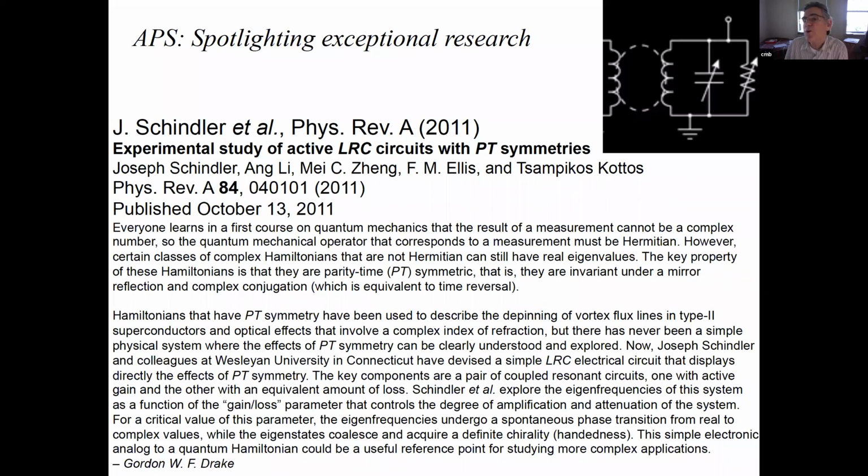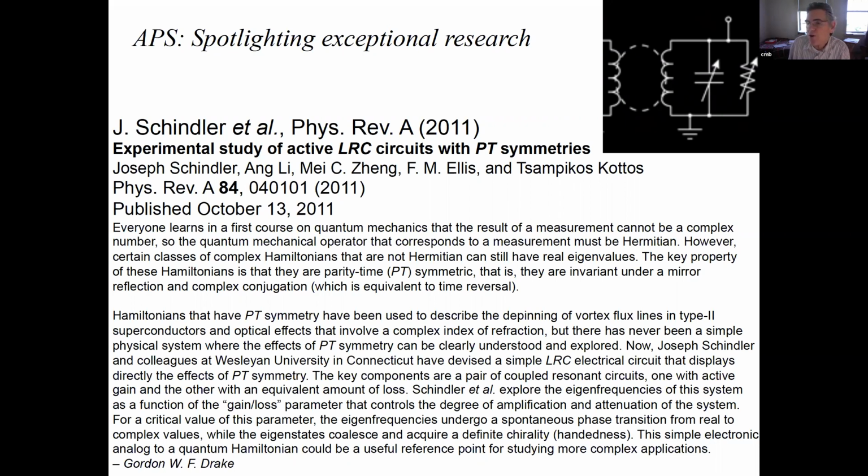What they took was an electrical oscillator, just an LRC circuit here, coupled inductively to another LRC circuit over here. And so you have two oscillators, and now you can have one oscillator with loss. You just put a resistor in it so that it has loss, and you drive the other circuit inductively so that it has gain, and you couple them, and now you have a PT-symmetric system, and you can observe the PT transition.